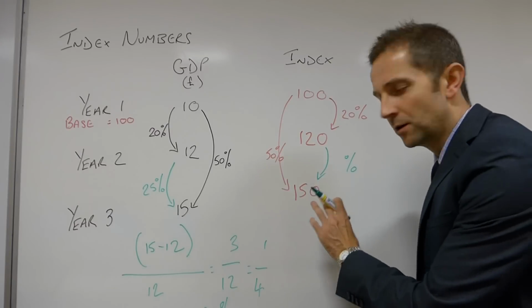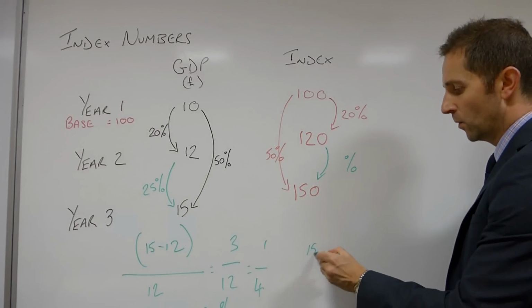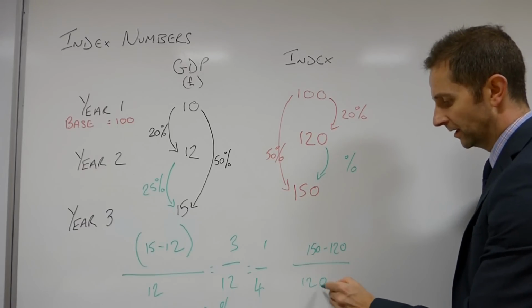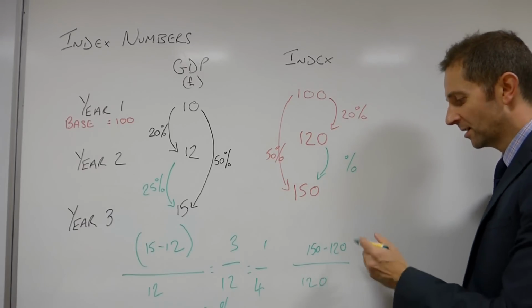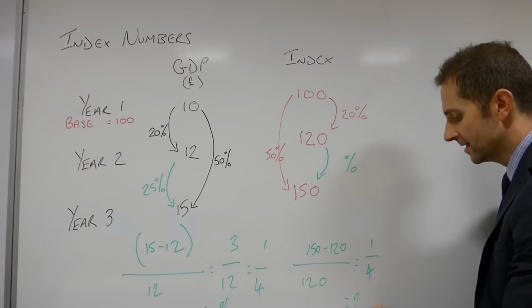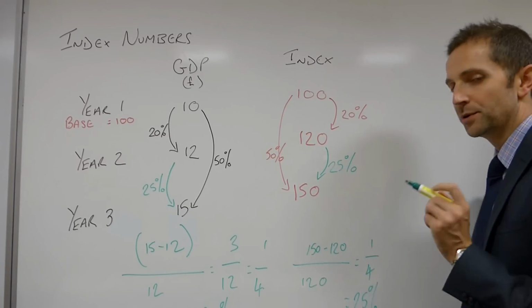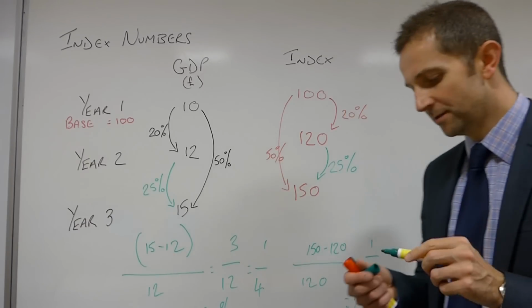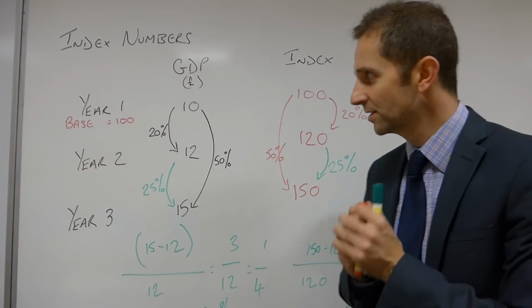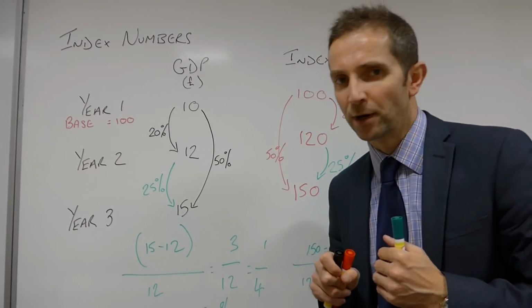We could do the same workings over here, just using the other numbers. So it would be 150 minus 120 over 120. And that all simplifies down to the same thing, which is basically 1 over 4, and again, that is 25%. And so the percentage change there is 25%. And so, ladies and gentlemen, that is it. It really is as simple as that. That's how we calculate a very simple index number.